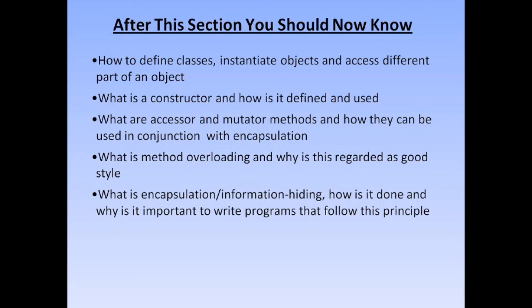Then what is encapsulation and information hiding? Encapsulation means grouping together the attributes and the methods, that is the state and the behavior. And regarding information hiding or abstraction, we only provide permission to the user who is authenticated for it, and that is done with the help of the private, public, and protected scopes. And then, how is abstraction and encapsulation done? It is done with the help of these three keywords, and it is important to write programs that follow this principle.